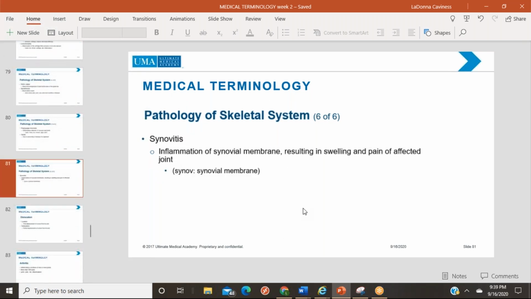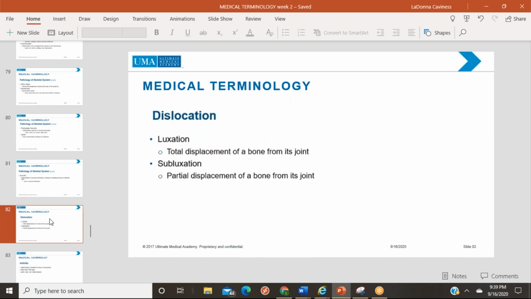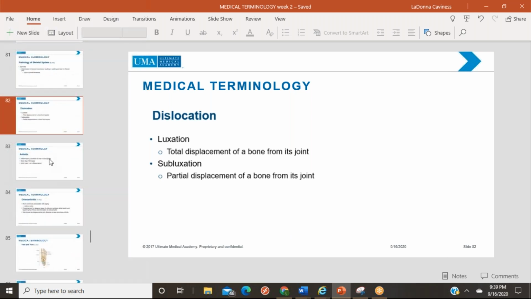Synovitis is inflammation of the synovial membrane resulting in swelling and pain of the affected joint. When you break that down, SYNOV means synovial membrane. Luxation is total displacement of a bone from its joint. Subluxation is partial displacement of a bone from its joint.